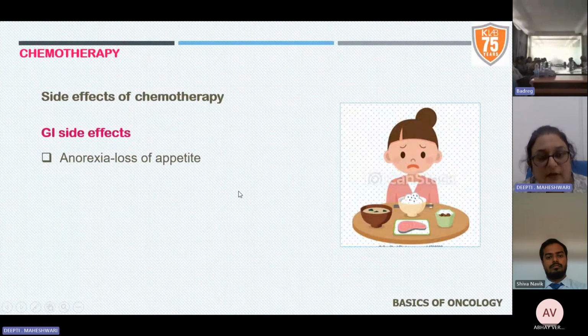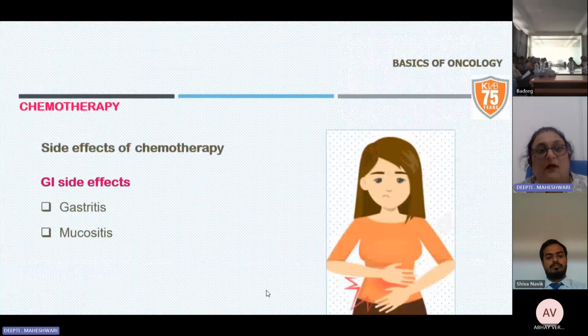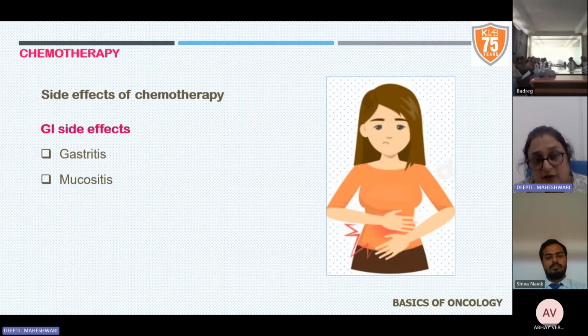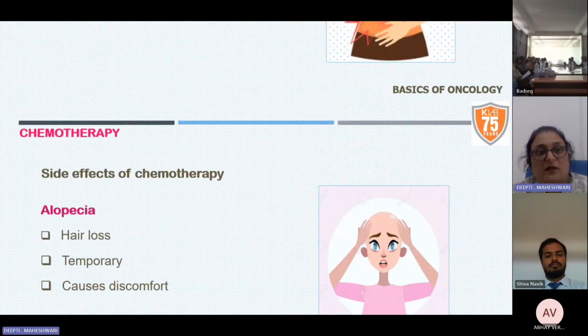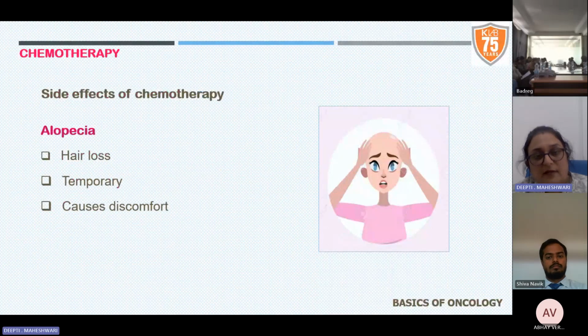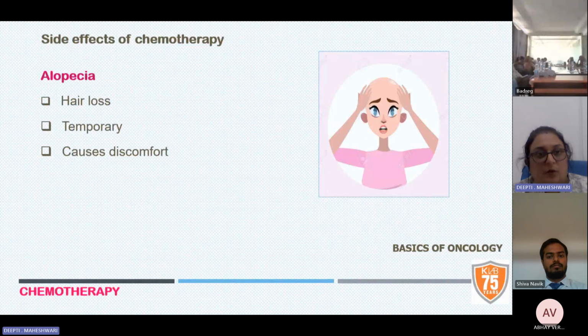Then there is another side effect called loss of appetite, also called anorexia, which is very commonly seen in cancer patients. There are other GI side effects like gastritis and mucositis, which are associated with the chemotherapeutic agents. Then one of the biggest side effects, as I told you, is alopecia, which is hair loss. It is of course temporary. Till the time the patient is taking chemotherapy, the patient loses hair, but after some time the patients get their hair back, and it can cause temporary discomfort to the patient also.